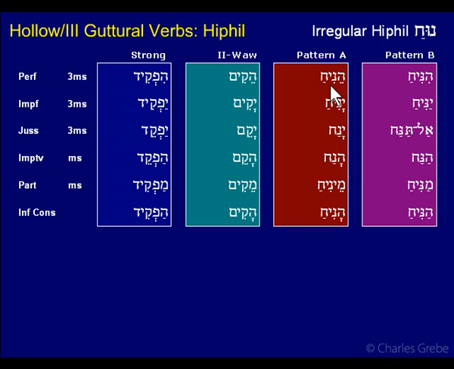So you can't get rid of a mater, so it adds a furtive patach in these two. Here we had tsere, so the third guttural gets rid of the tsere and changes it to patach. Okay, that's not surprising. We've seen that kind of behavior before. So yakem becomes yanach. Over here, hekim becomes heniach. Yakim, yaniach, yakem, yanach. Hakem, hanach.